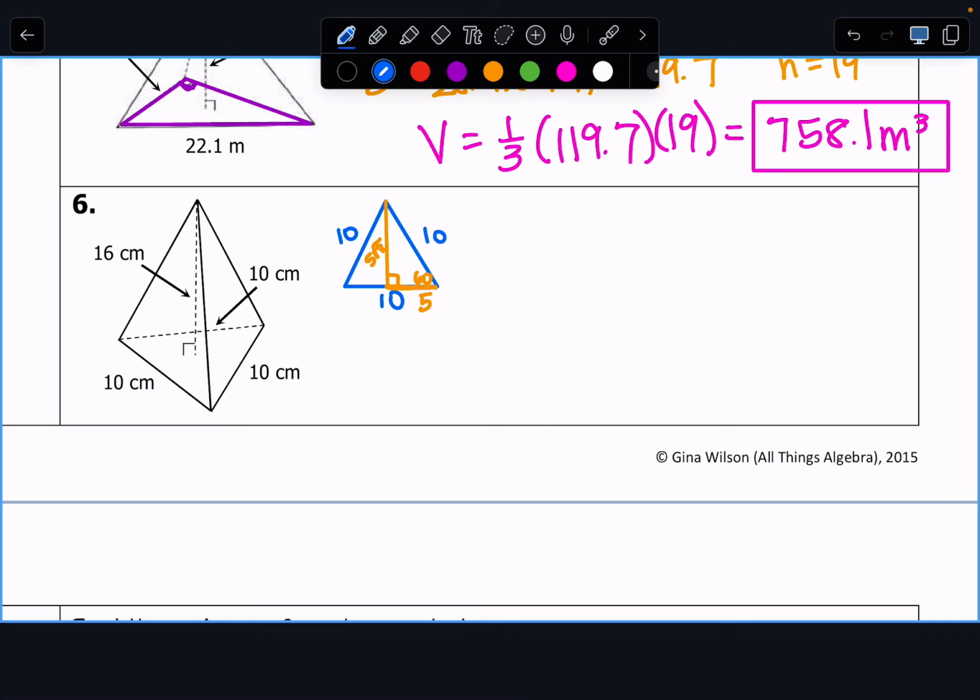I mean, you could use the Pythagorean theorem, but it'd take you longer than remembering that in a 30-60-90 triangle, from short leg to long leg is times square root of 3. Just saying. For the entire triangle, the height of our pyramid is 16.